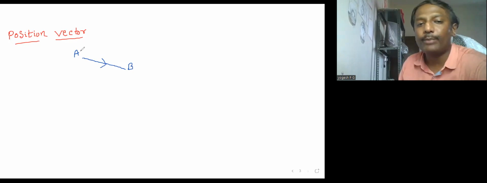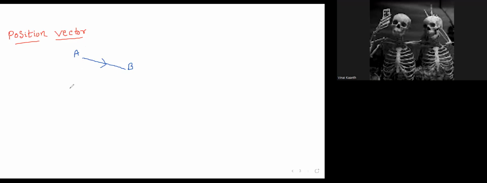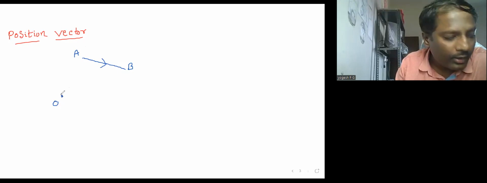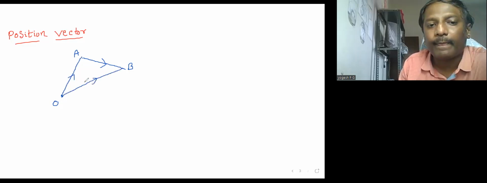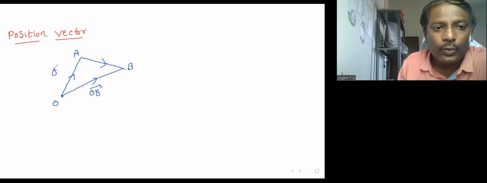A is the initial point, B is the final point. Now, suppose I fix the origin first. From the fixed point origin, you join one vector, that is the OA vector. Then you join one more vector, that is the OB vector. This OB vector is called the position vector of B. OA vector is called the position vector of A.